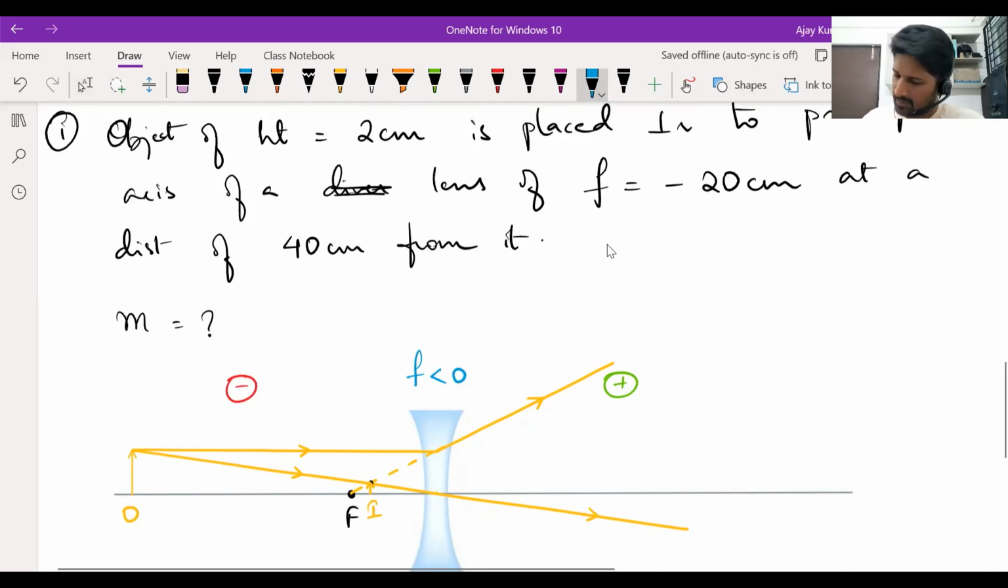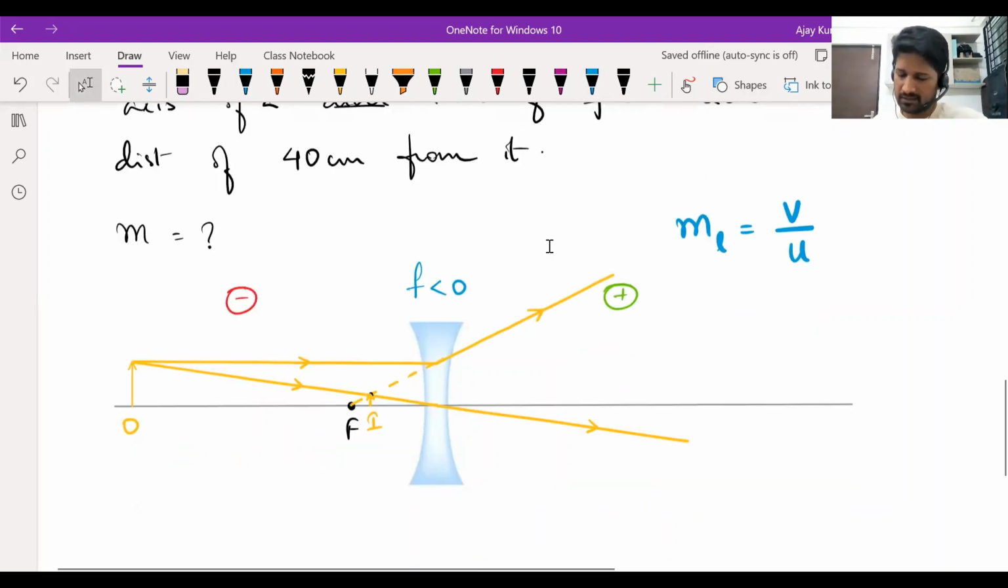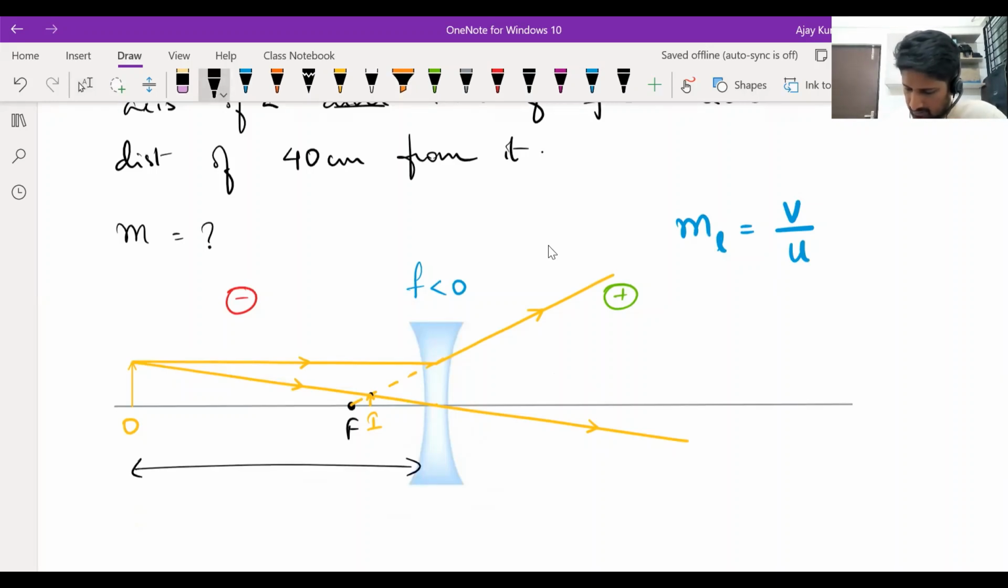Let's see. Magnification produced by a lens is image distance divided by object distance, and we have to substitute them along with sign. Object distance is clear. It is placed 40 centimeters in front of the lens. So object distance will be taken minus 40. Rishi, did you derive the image distance?